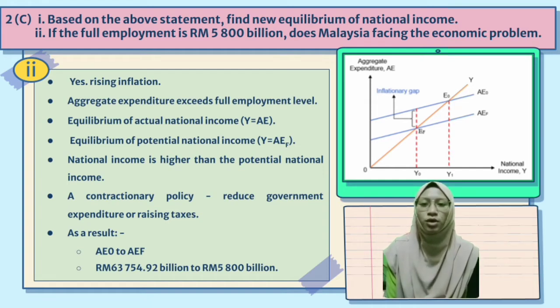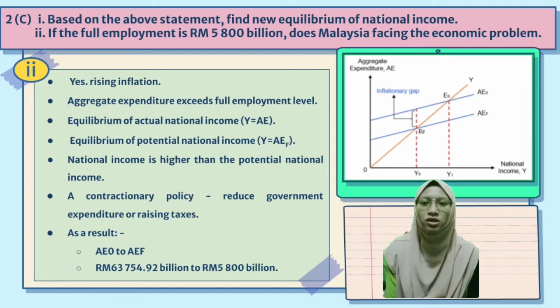The equilibrium of actual national income occurs at point E0 when the national income curve intersects with the actual aggregate expenditure curve. The equilibrium of potential national income occurs at point EF when the national income curve intersects with the potential aggregate expenditure curve. So, the actual national income of 63,754.92 billion ringgit is higher than the potential national income of 5,800 billion ringgit.